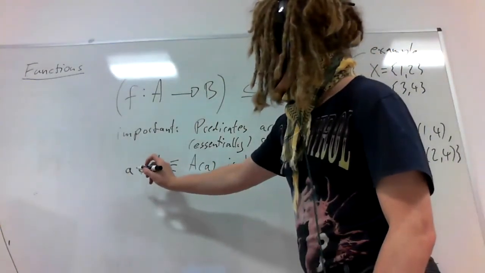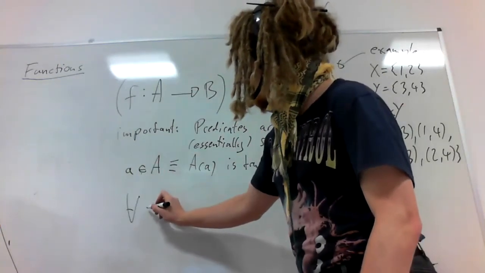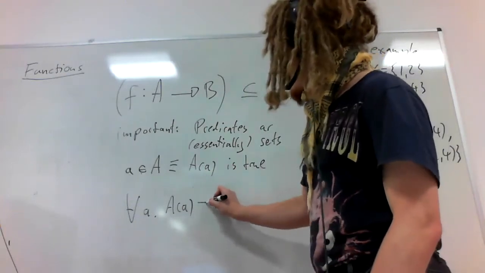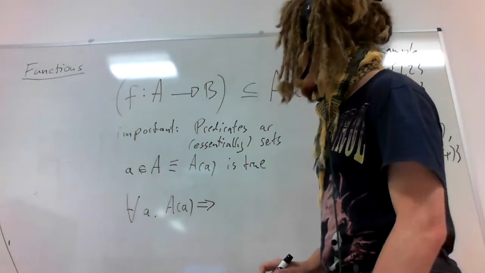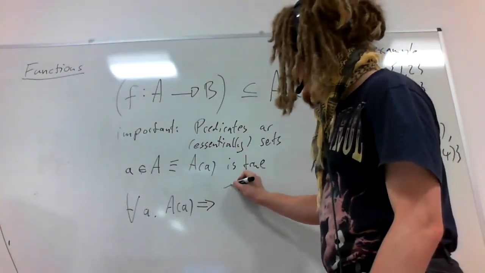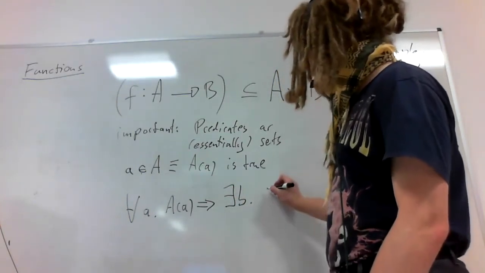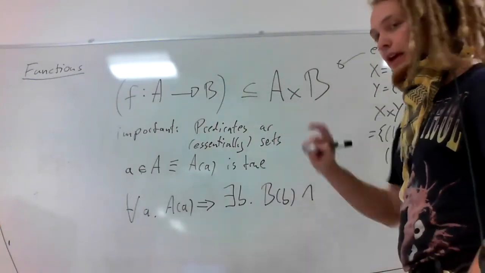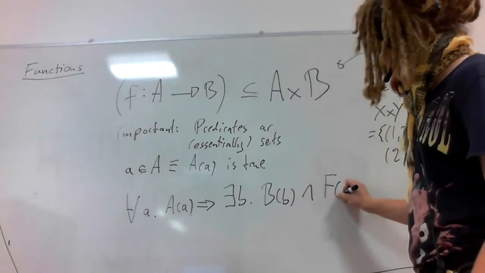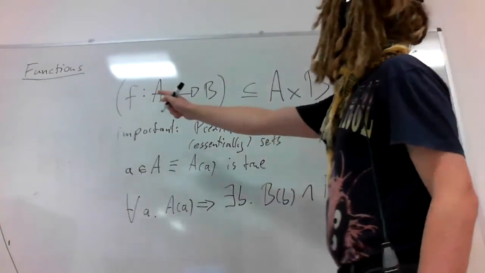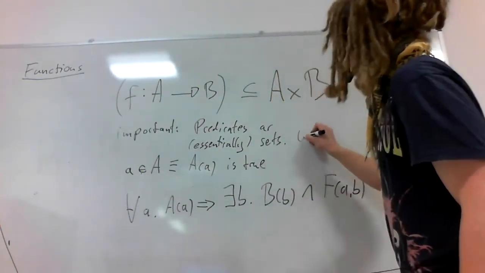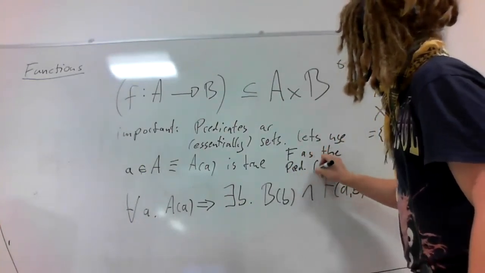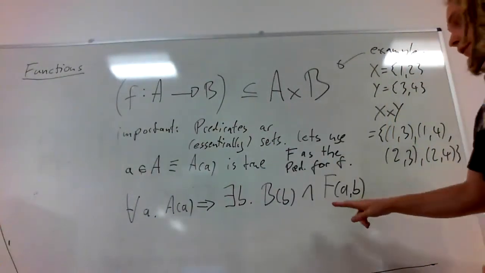So we say: for all A such that A is in A, this implies that there is a B such that B is in B, and I will use a big F for this one, F of A and B. So let's use uppercase F as the predicate for f. Okay, so this is the first condition that needs to hold.